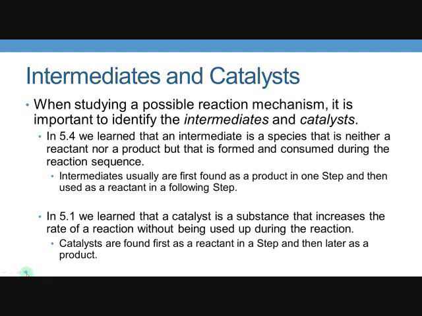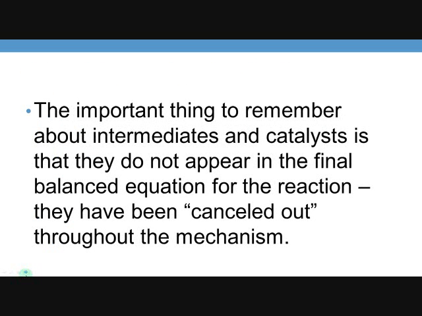We talked about in 5.1 about catalysts, of how they can increase the rate of reaction without being used up. The way that you identify a catalyst is technically also an intermediate, but they're first found as a reactant in a step and then later as a product. So they will also cancel out like an intermediate, but the first place that you see them is in a different way. So the important thing to remember about intermediates and catalysts is that they do not appear in the final balanced equation for the reaction. They have been canceled out throughout the mechanism.